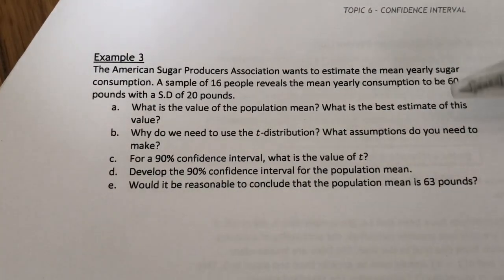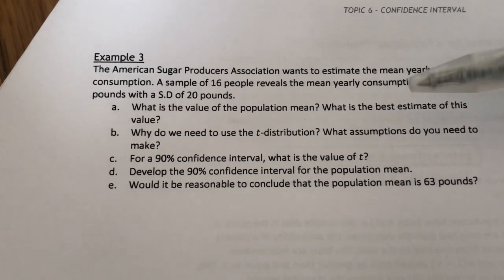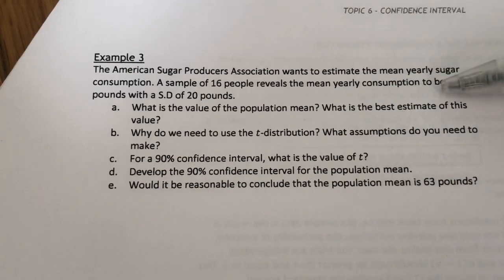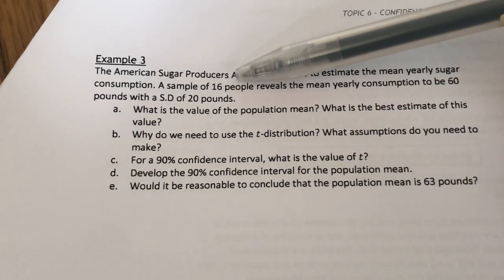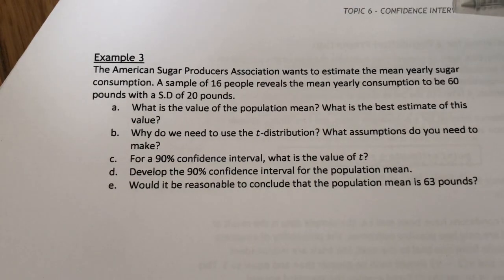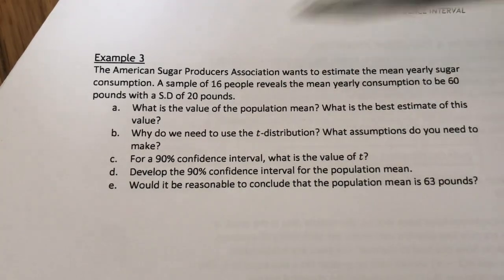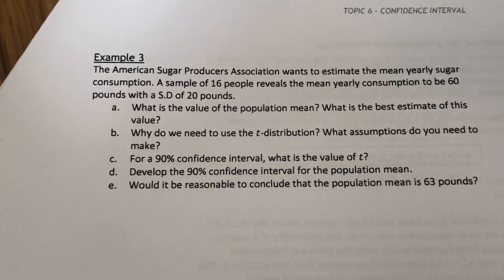Part B. Why do we need to use the t distribution? What assumptions do we need to make? Very simple, we've already learned this. In this case, we've got a small sample size, and we don't know what the population standard deviation, sigma, is. Those are the two main reasons why we need to use the t distribution: 1, small sample size; 2, we don't know the population standard deviation. What assumptions do we make? We assume that the population is normally distributed.